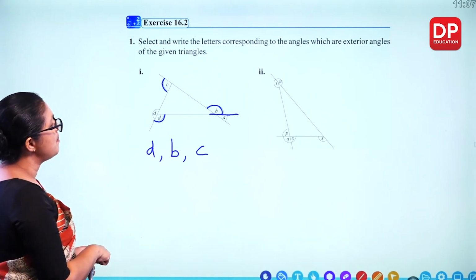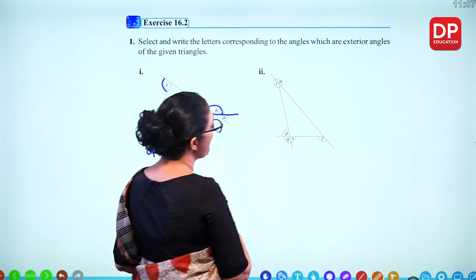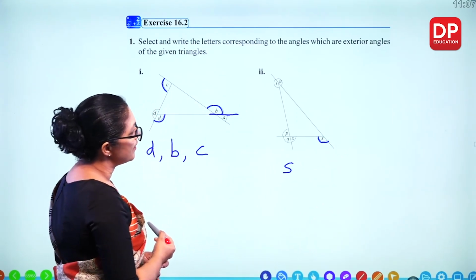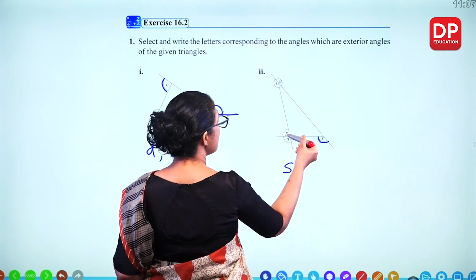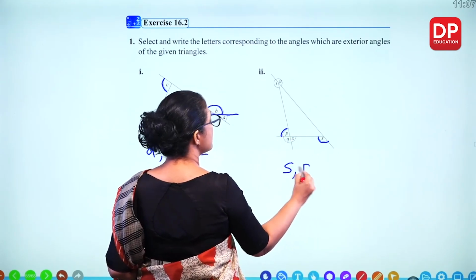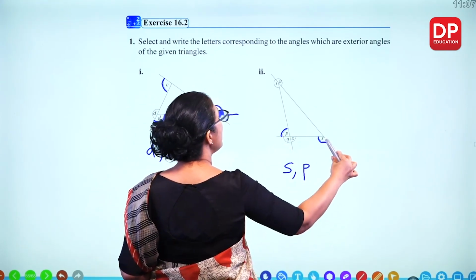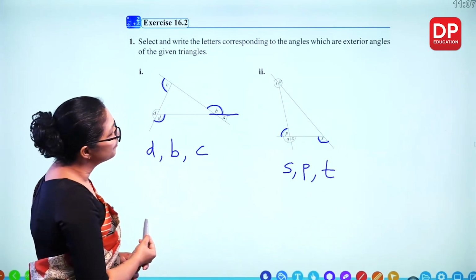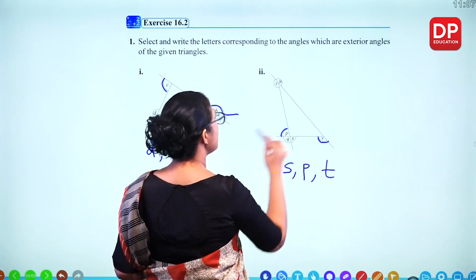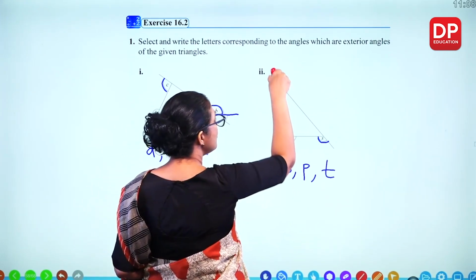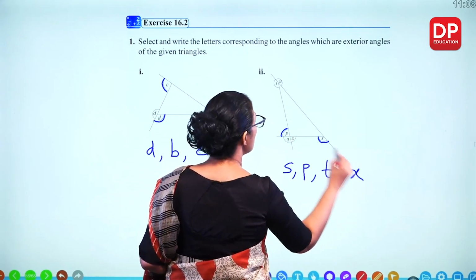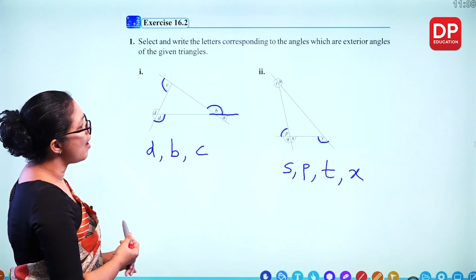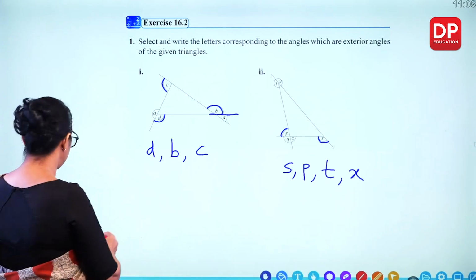So, DBC. This one. When you extend this line, S is an interior angle. Then when you extend this line, P is an exterior angle. And here when you extend this line, T is an exterior angle. Q is not an exterior angle. And here when you extend this line, X is also an exterior angle. Q and U are not exterior angles.